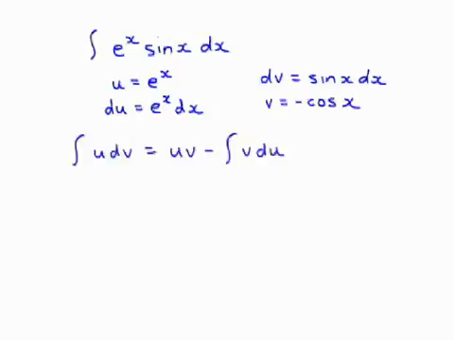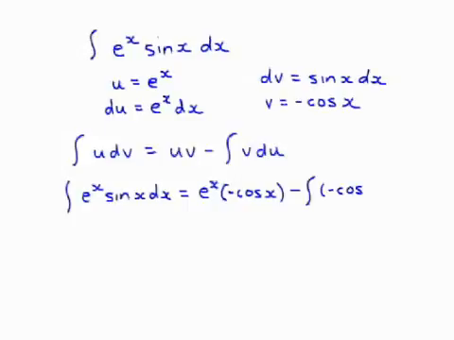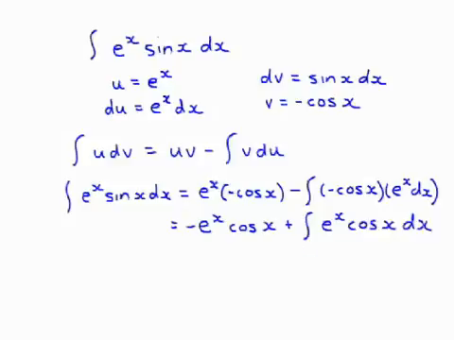And now I use that so I can state that the integral of e to the x sine x dx is equal to e to the x, that's our value of u, times negative cosine of x, that's our v, subtract the integral of negative cosine x, that's our v, times e to the x dx, the e to the x dx being our du. When I simplify that expression again, I get negative e to the x cosine x plus the integral of e to the x cosine x dx.